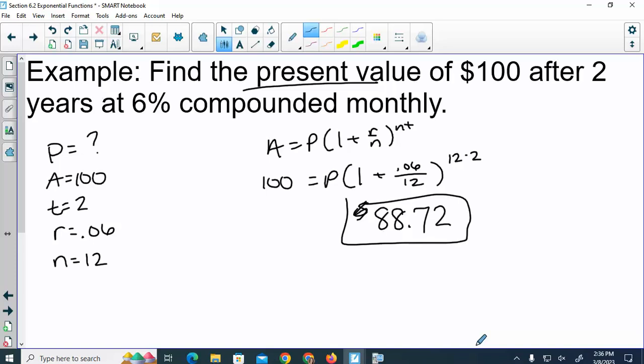I'm confused as to what this question is asking us. What does it mean to find the present value? Basically, if you're going to end with $100 under these conditions, how much do you have to start with? Okay. It's like a clue word, I kind of use present as a clue word.